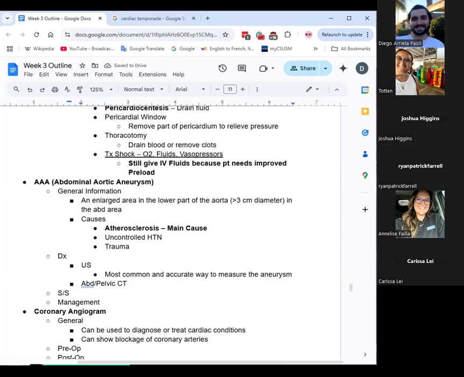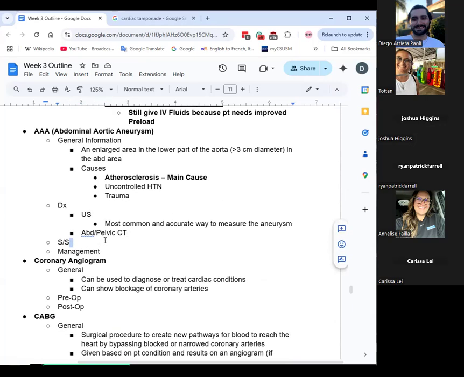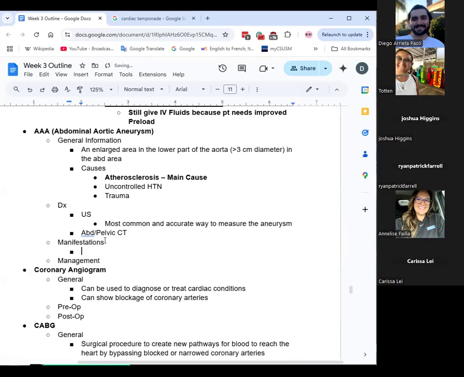Okay. So let's break it down between symptomatic, or let's make this more like manifestations, probably a little better. Manifestations, non-rupturing first. How is it going to be when it's not ruptured?